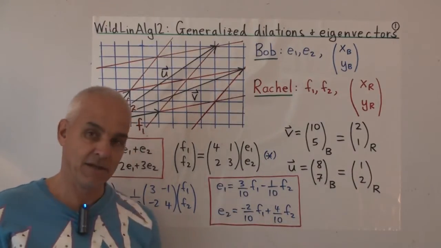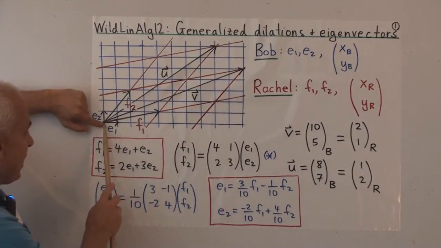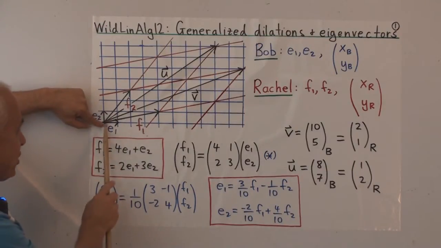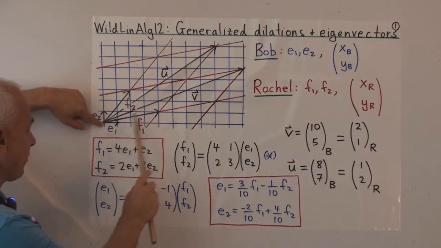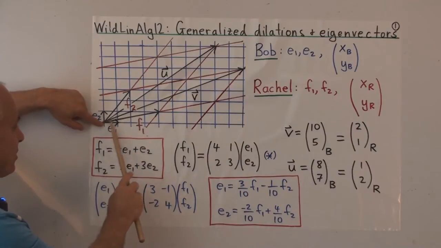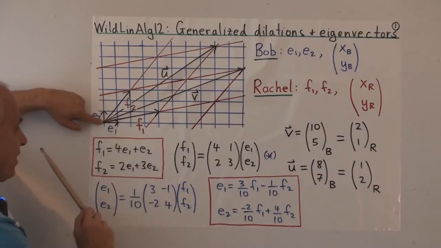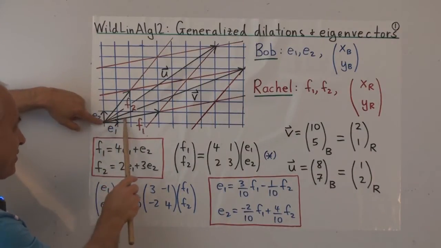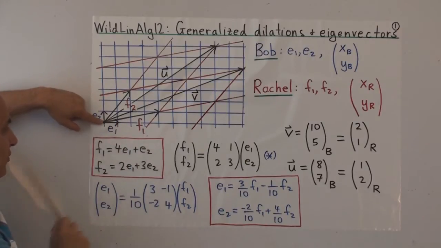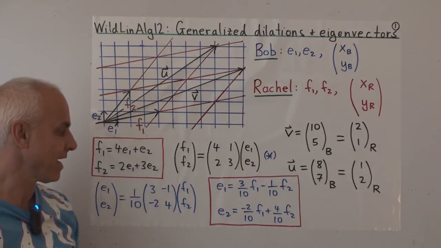Let's see if that makes sense pictorially. So what it means is that if Rachel was looking at Bob's basis vector E1, she would express that as 3/10 of F1. So there's F1, so 3/10 would be maybe up to here. There's 3/10 of F1. And then subtract 1/10 of F2. Well, there might be 1/10 of F2 in this direction, just 1/10. So we're talking 3/10 of F1 minus 1/10 of F2. That is indeed pretty close to what we see E1 is. And similarly for E2.